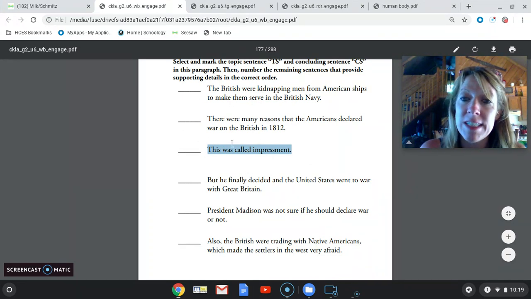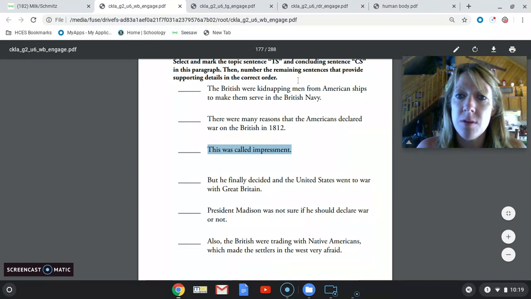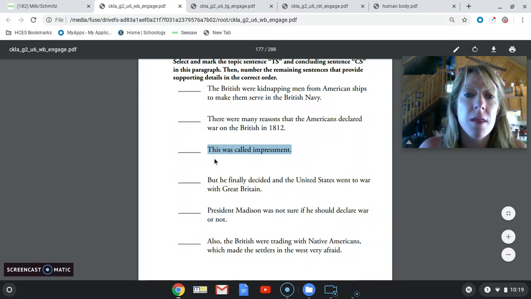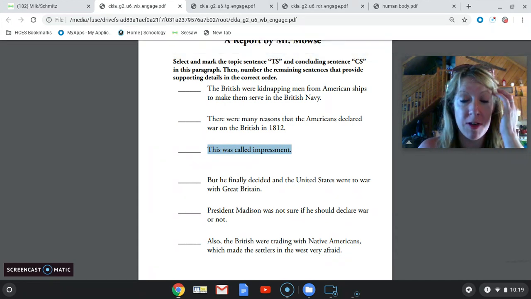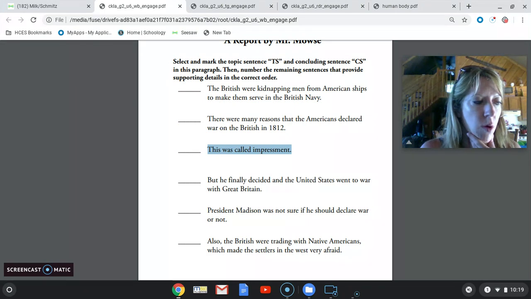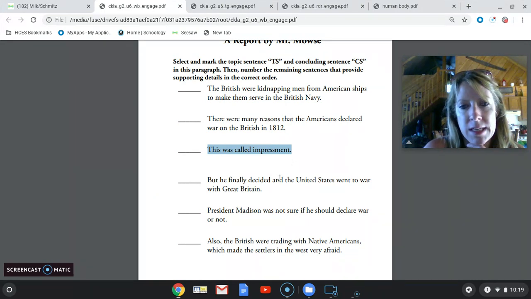So right now we have 3 sentences in a row. There we go. There were many reasons that the Americans declared war on the British in 1812. The British were kidnapping men from American ships and making them serve in the British Navy. This was called impressment. That sounds like it flows very nicely. So let's see if we could figure out what would come next. What would be the next detail?